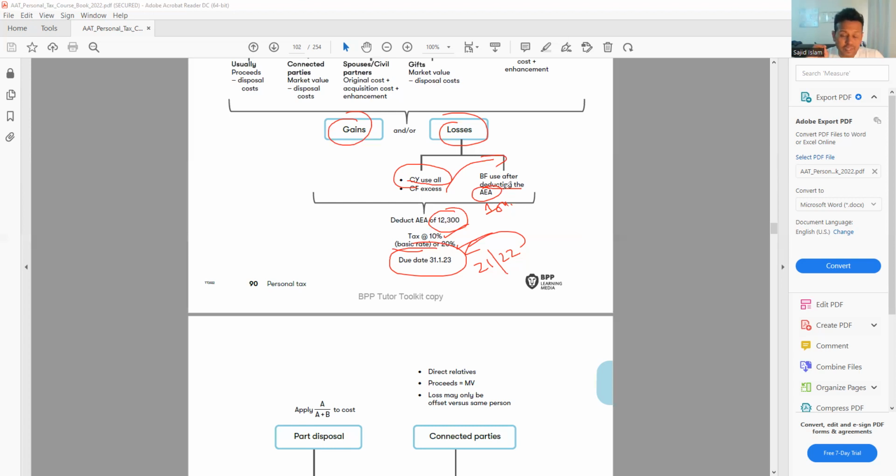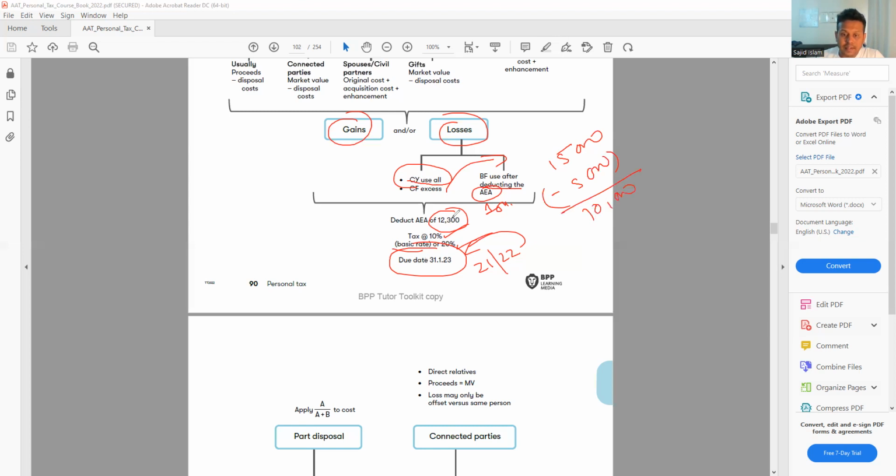Now, why do we have to deduct this one first? The reason is that the annual exemption will be wasted otherwise. For example, if my net proceeds are 15,000, and let's say I have a carried forward loss of 5,000. What will happen if I subtract the loss first? My net proceeds left are only 10,000.